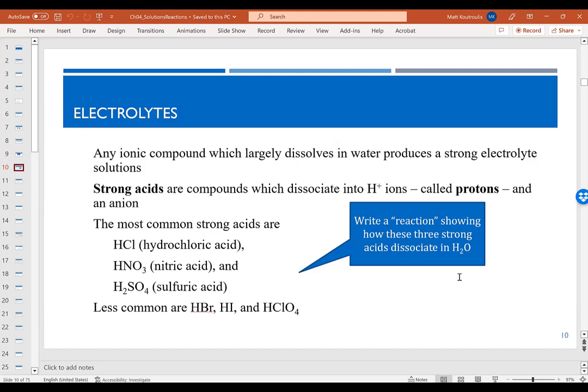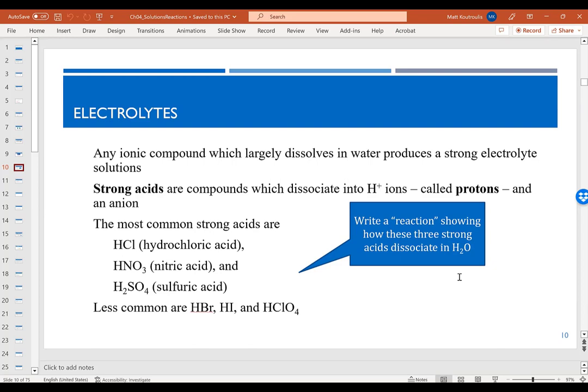Now, strong acids are technically covalent compounds, but when you put them in water, they immediately break up into ions, and they do so completely. When I say completely, that means at least if I put 200 molecules in, all 200 of them separate. Nitric acid, for example, if you put 214 molecules, I think, in water, it might be about 250. For every 250, 249 of them break up. So would you agree that means it pretty much breaks up?